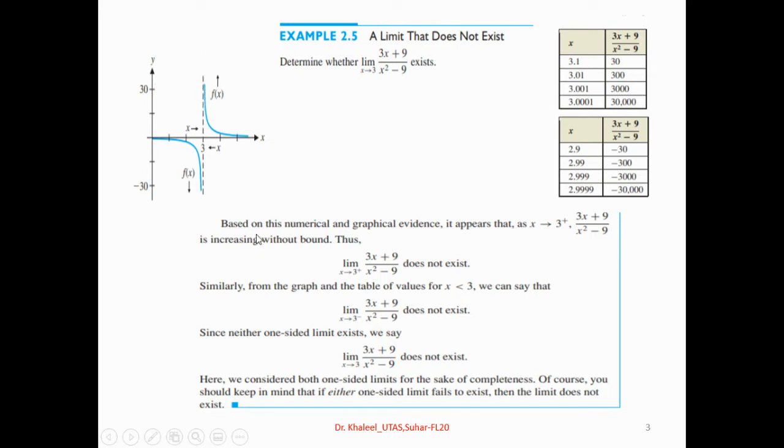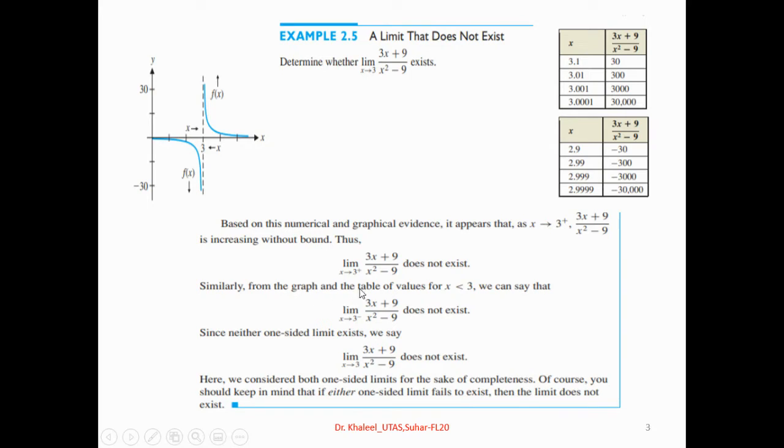So based on the numerical and graphical evidence, that is the right side, it appears that as x tends to 3⁺, this function is increasing without bound. So whenever you have increasing without bound, then immediately you have to say that the limit does not exist.